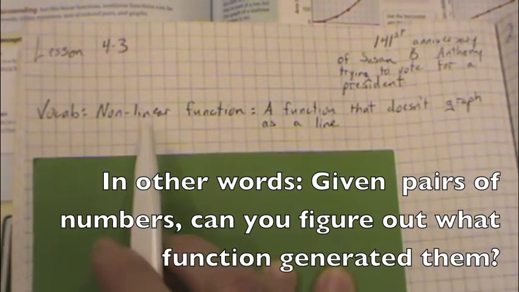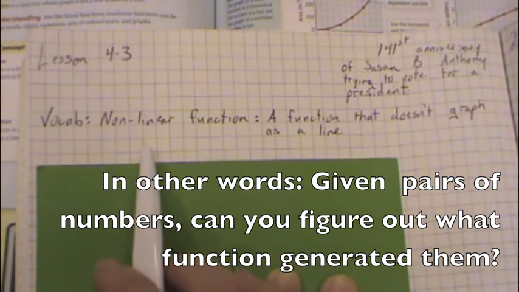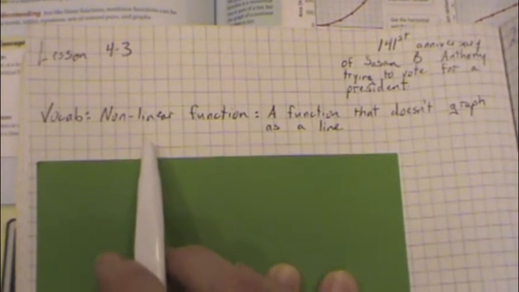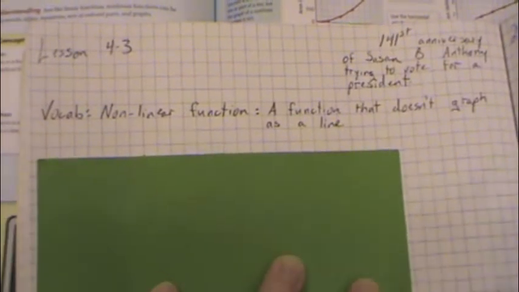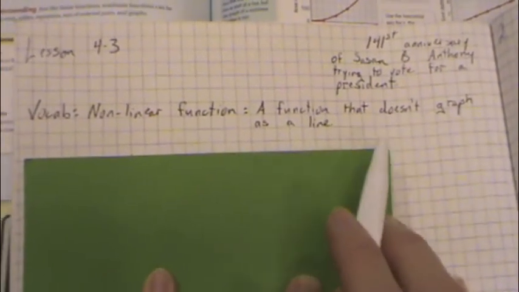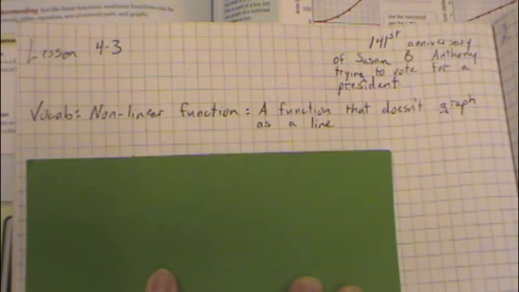Last section we talked about linear functions. Those are functions that create a line. Linear means it makes a line. If it's a nonlinear function, then when you plot the points on a graph, it doesn't make a line. Pretty easy. Linear function makes a line, nonlinear function doesn't make a line.